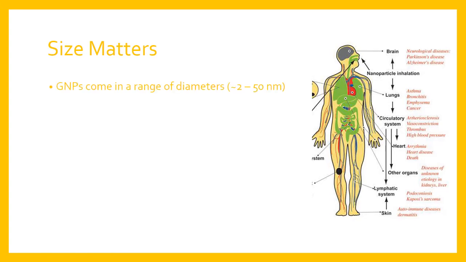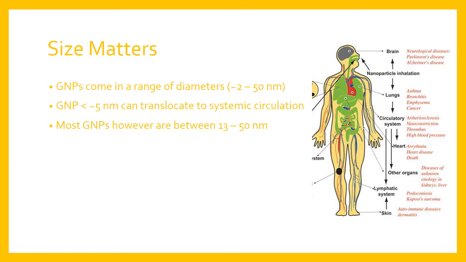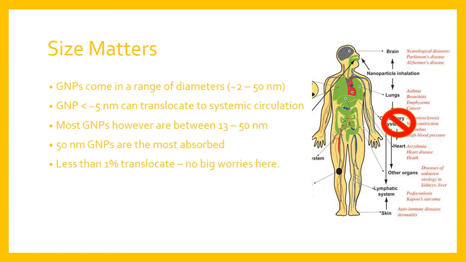Gold nanoparticles can be made in a range of diameters from about 2 to 50 nanometers. When less than 5 nanometers, they are able to easily translocate through diffusion from lung tissue into systemic circulation following inhalation. However, larger nanoparticles are kept in the lungs and less than 1% enter circulation.